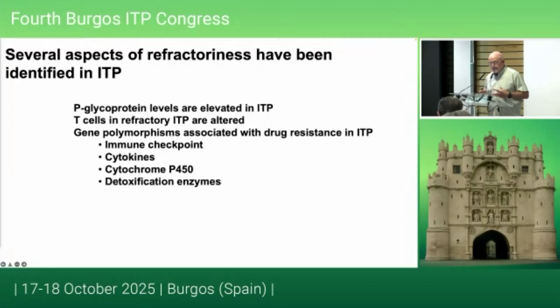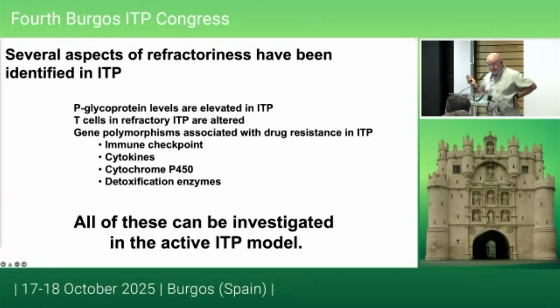And there's a lot of genetic polymorphisms that tend to be associated with drug resistance in ITP: immune checkpoint inhibitors, cytokines, cytochrome P450, and certainly detoxification enzymes. We don't talk a lot about these things in ITP, but they're talked about a lot in pharmacological literature. And in fact, I think that we should be focusing more on these types of approaches to understand refractoriness, and maybe we can even predict biomarkers that might predict a person that will or will not respond to a particular drug. So all of these, again, can be tested in the active mouse model.